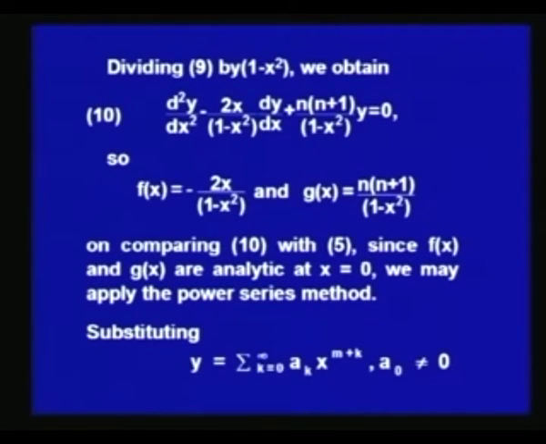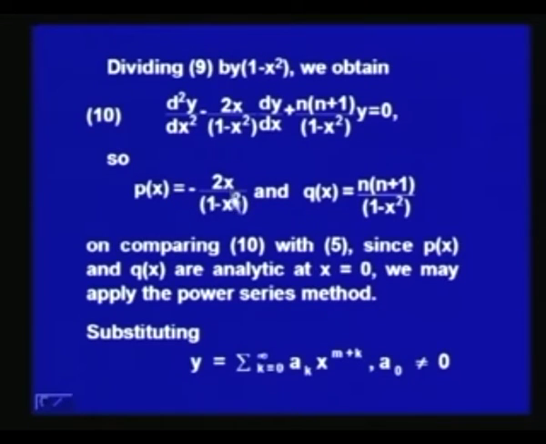If we divide Legendre's equation, that is equation number 9, by 1 minus x square, we will obtain d square y over dx square minus 2x over 1 minus x square into dy by dx plus n into n plus 1 over 1 minus x square into y equal to 0. So, here it turns out that Px is equal to minus 2x over 1 minus x square and Qx is equal to n into n plus 1 over 1 minus x square, when we compare equation number 10 with equation number 5.